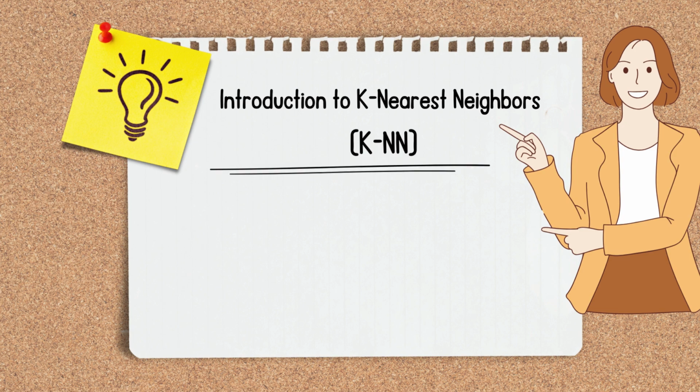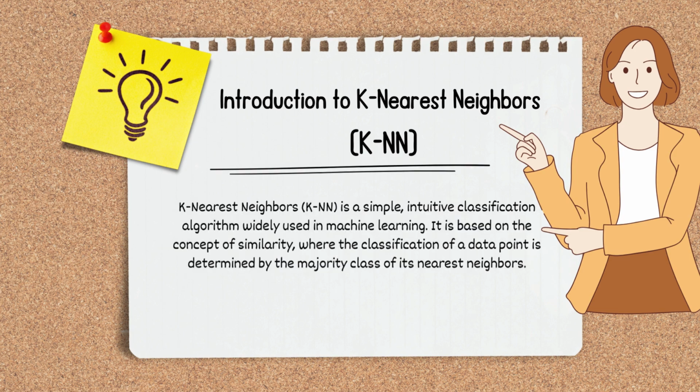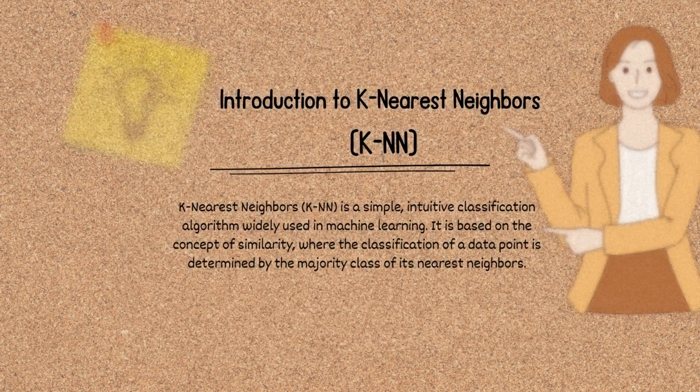Introduction to K-nearest neighbors, KNN. K-nearest neighbors, KNN, is a simple, intuitive classification algorithm widely used in machine learning. It is based on the concept of similarity, where the classification of a data point is determined by the majority class of its nearest neighbors.